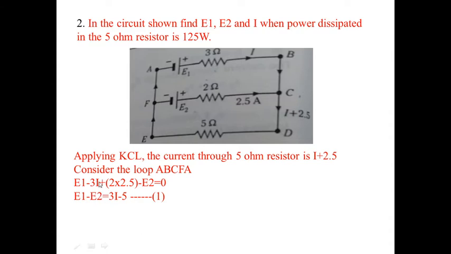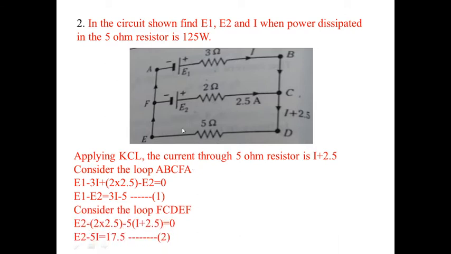So minimizing this equation, E1 minus E2 equals 3i minus 2.5 into 2, which is 5. So E1 minus E2 equals 3i minus 5. We will call it equation number 1. Now apply KVL for another loop, that is the second loop, FCDEF.